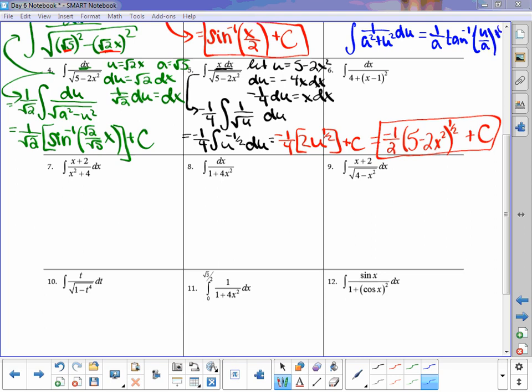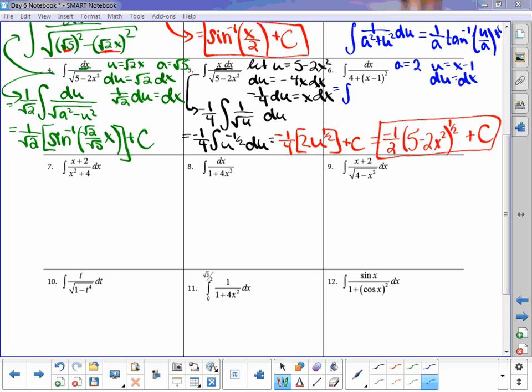Okay, so if we were to try to use inverse tangent, what would my a be? 2. Good, remember we have to square root that. What would my u be? x minus 1. So then what would du be? 1 dx. Good. Is that represented here? Yeah, so everything's taken care of. We do want to use inverse tangent.